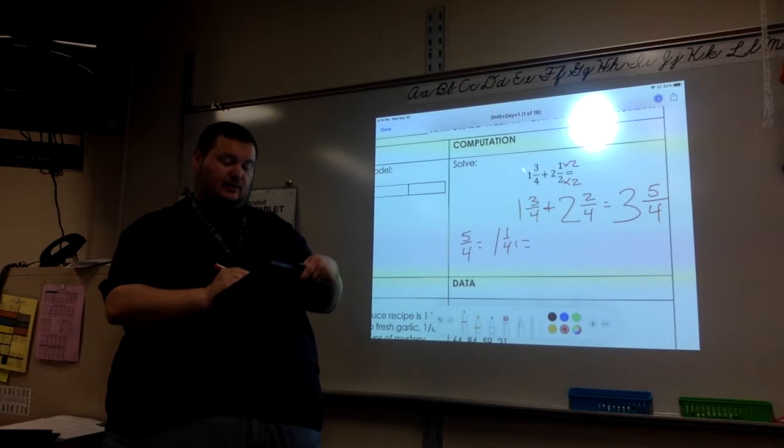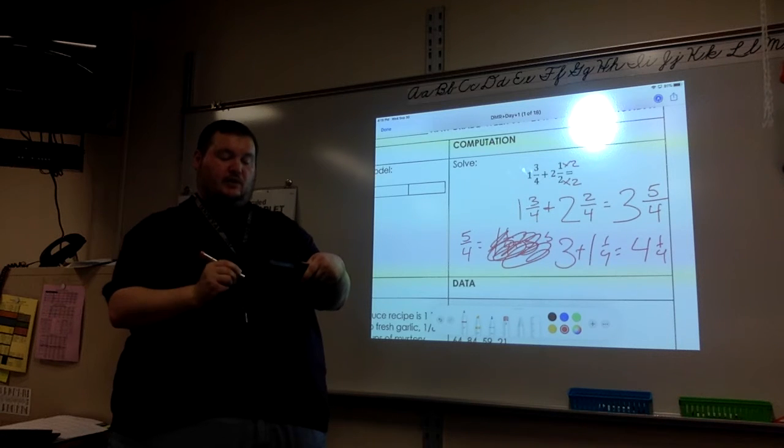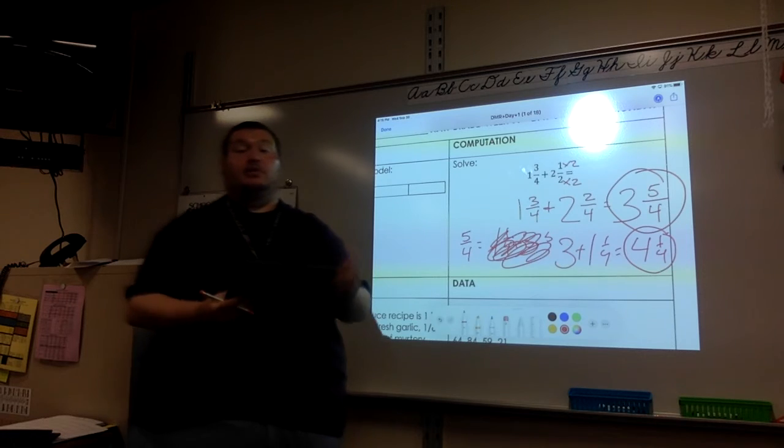Would you add that to 3 and 3 plus 1 1/4 would be 4 1/4. But if you had that answer or this answer, for now, both of them are correct.